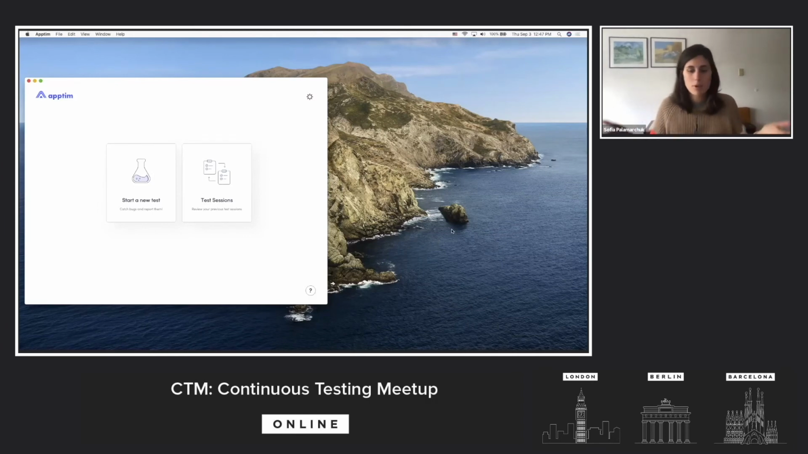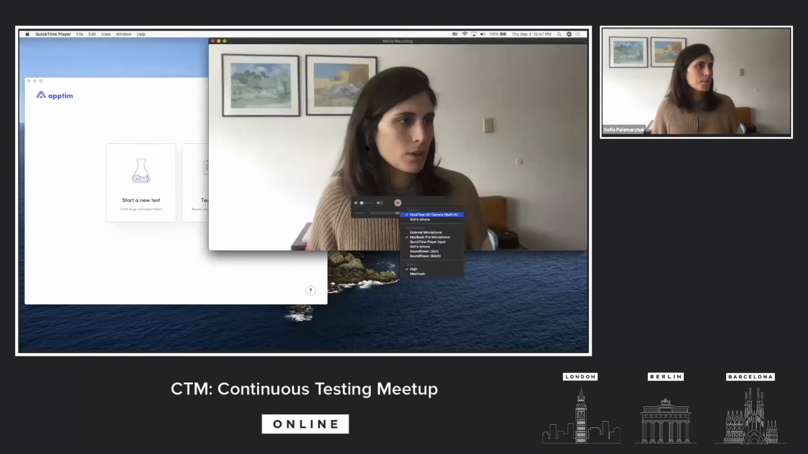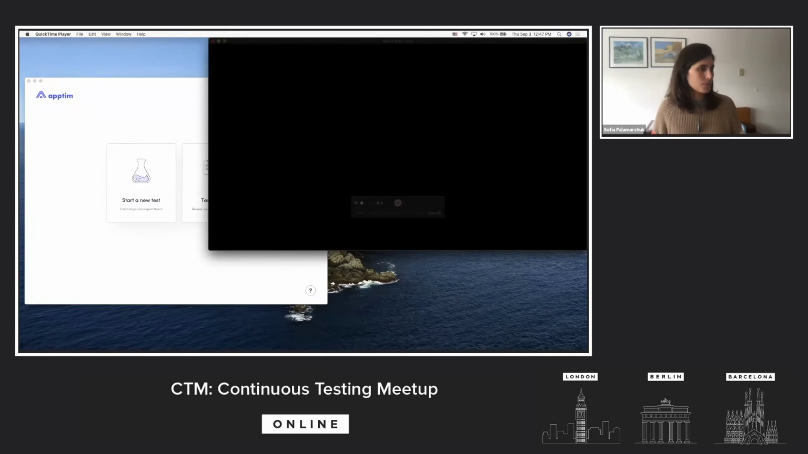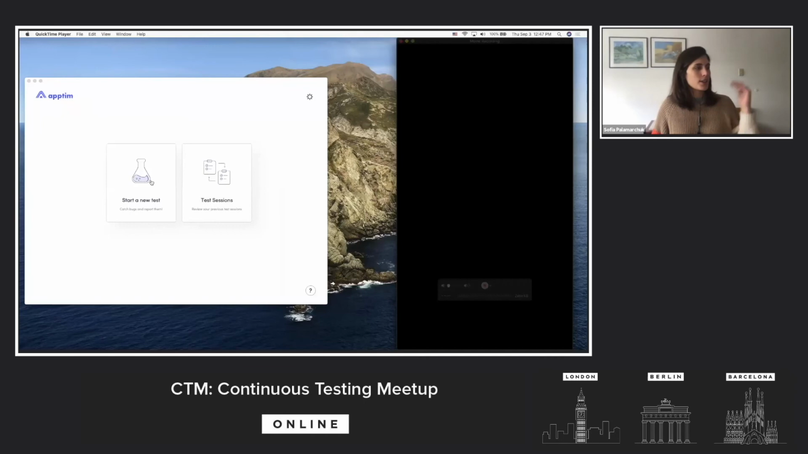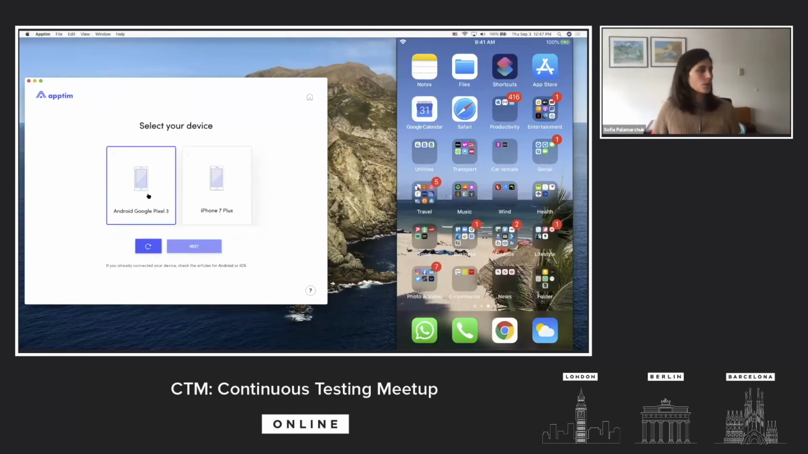And basically, I'm going to just run a quick test on an app and show you what reports you get by using Apptim. And I'm going to actually record my phone screen so you can see the test that I'll be running. So I'm connecting to an iPhone, and I'm going to put it here. There you go. So I'm just going to start a test. Again, this is an exploratory test that I'm going to do. I actually have also an Android device connected.